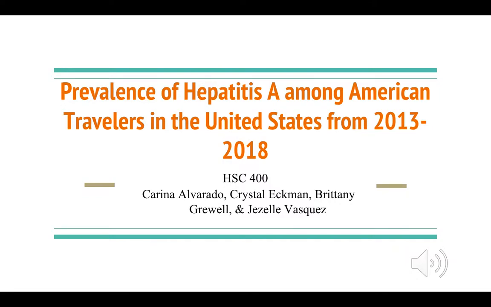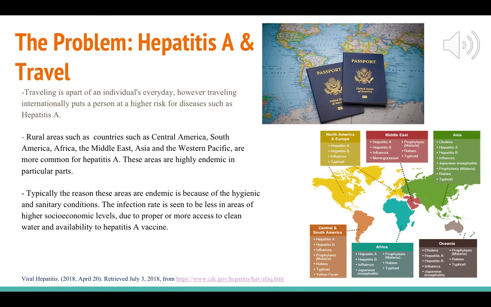In this section, I will be discussing the problem, extent of the problem, and agent of transmission of the prevalence of hepatitis A among American travelers in the United States from 2013 to 2018. Slide 1, the problem. Traveling is a part of an individual's everyday life.